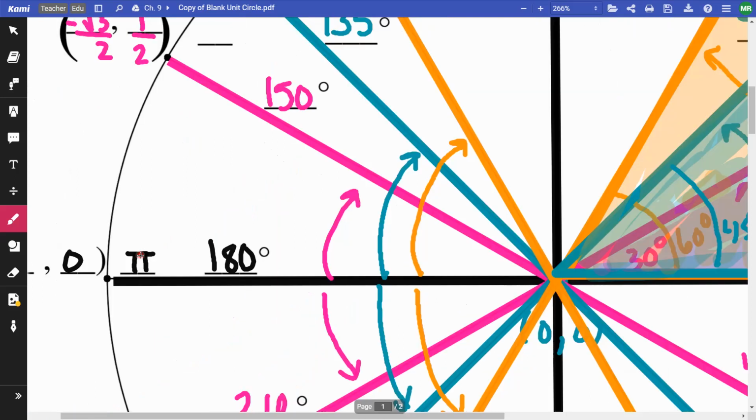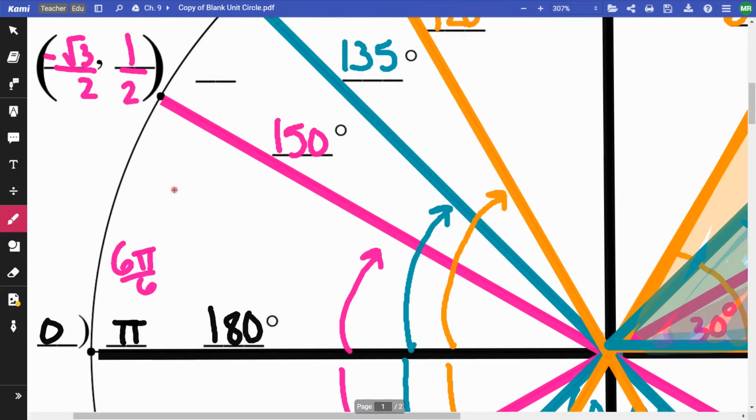So I'm going to write it this way temporarily. If I'm dealing with sixths, I think of pi as 6 pi over 6. That's really a whole, 6 over 6 is a whole. Well, I'm 1 pi over 6 short. So if I'm 1 pi over 6 short of 6 pi over 6, I'm at 5 pi over 6.